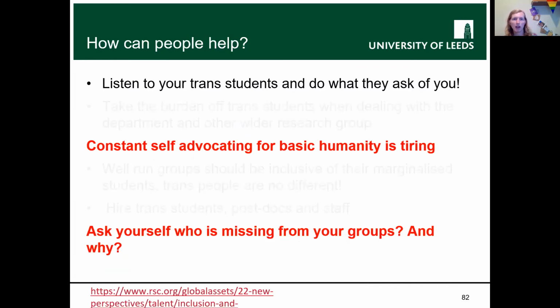So yeah, how can you help? The first one, as a PI, and from my experience, my supervisors were absolutely the reason why I'm still here and talking to you: listen to your trans students and do what they ask you to do. There were things, as I started transitioning, that I didn't know I needed. No one's going to have all the answers. Listen to the person in front of you.